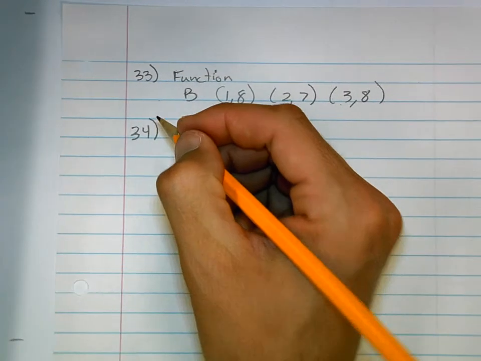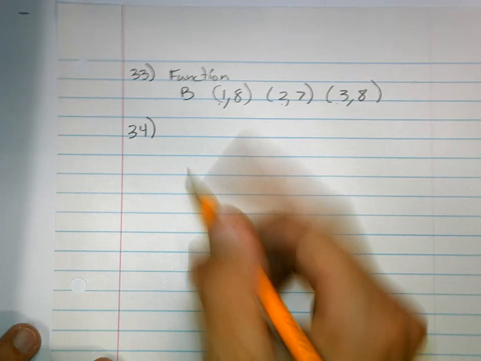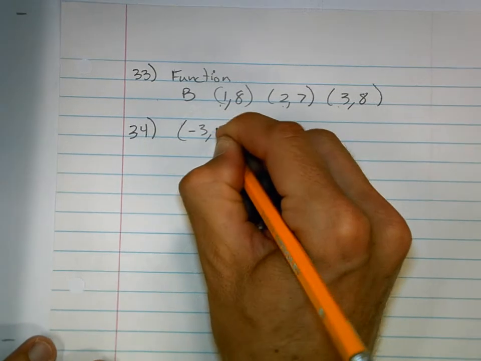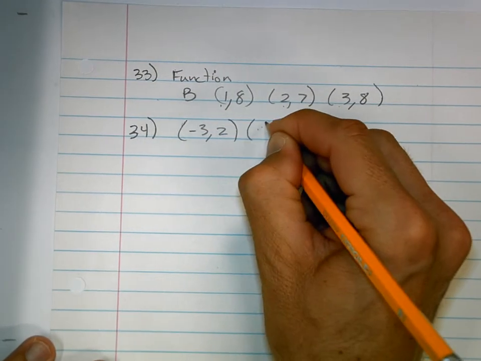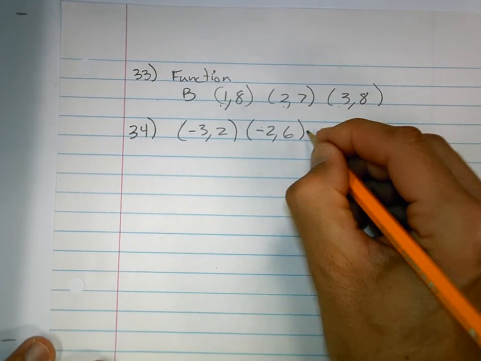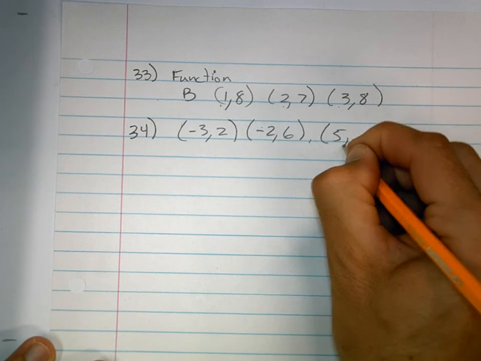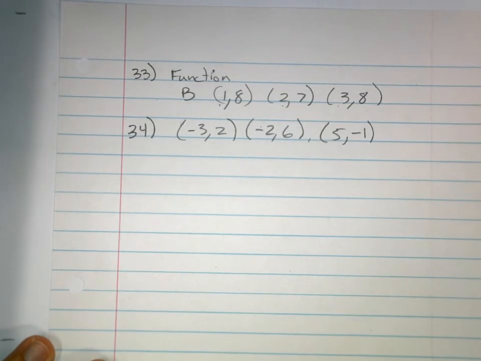34. What is the range of the function? And then we have negative 3, 2, negative 2, 6, 5, negative 1. Okay, so we're looking for range.